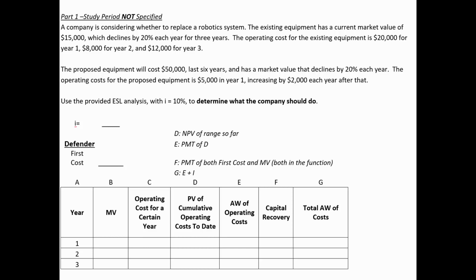And so start up Excel, create a spreadsheet for both the defender and the challenger. The interest rate's the same for both of them. The first cost is going to be different, and you're going to find out the total annual worth of costs for each year that those two pieces of equipment are going to last, and then pick the one that's lowest.